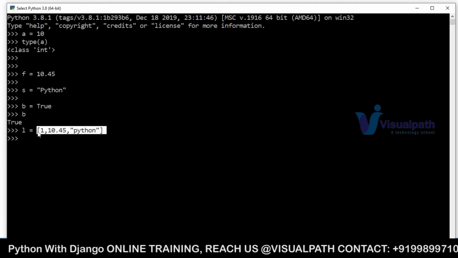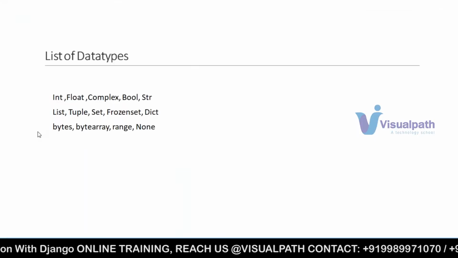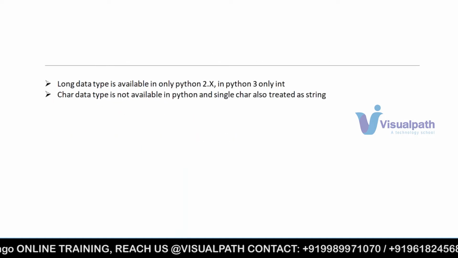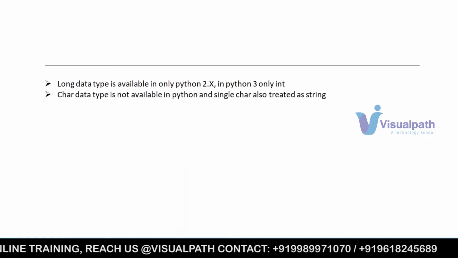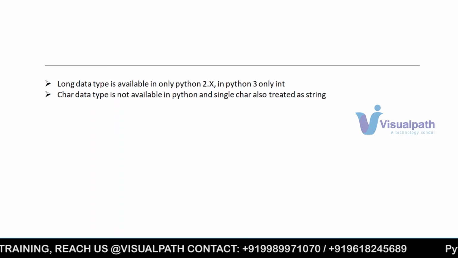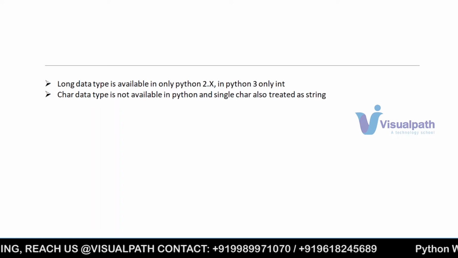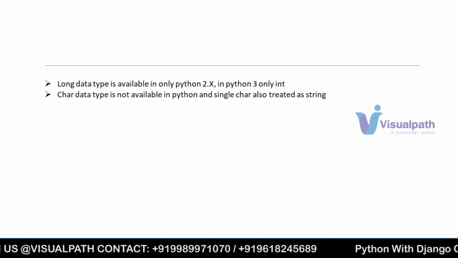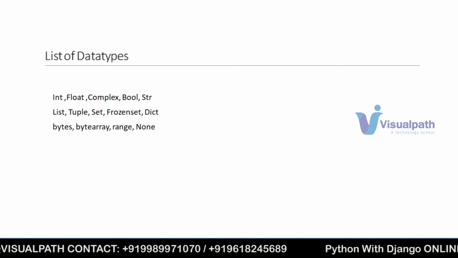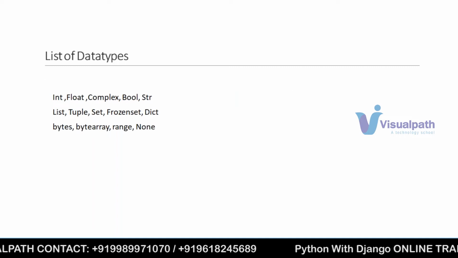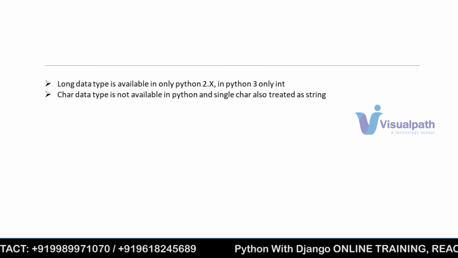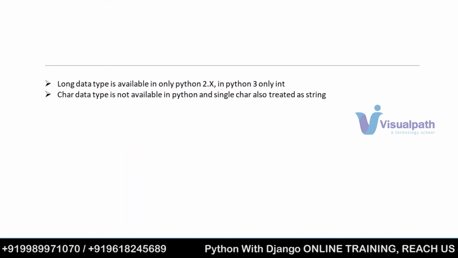So no need to worry about these things. We are going to discuss in detail in upcoming sessions, right? This is just for your reference. There is no long data type available in Python 3. In Python 2, we had a data type called long. If you see in this list, we don't have long. But in Python 2, we had a long data type. In Python 3, we have only int.